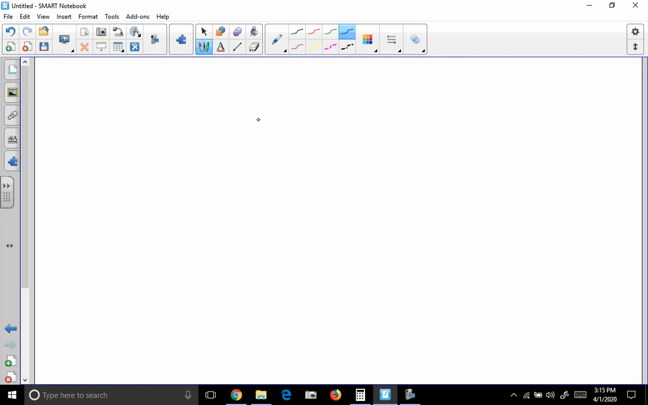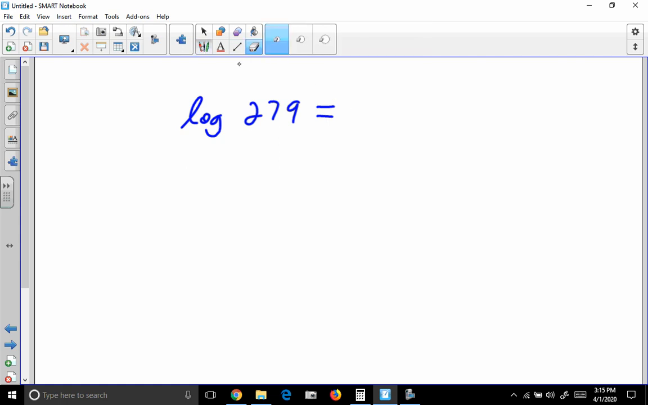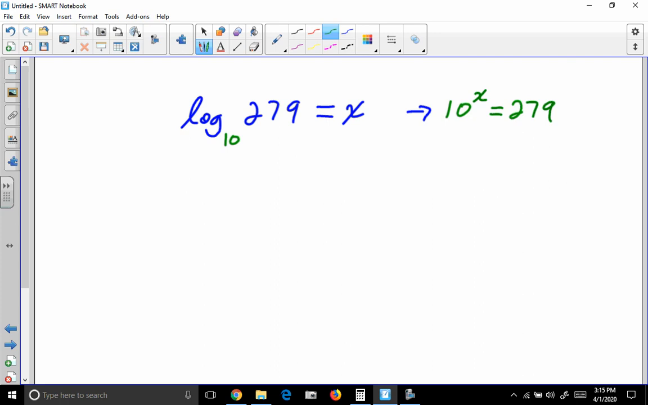We can also go in the other direction. If we have log, let's say log of 279 equals x. There may not be any reason we would want to convert this to an exponential equation, but let's do it regardless. So if there's no base written here, that is an understood base 10. A log is an exponent, so the exponent is x, and what that is equal to is the 279.